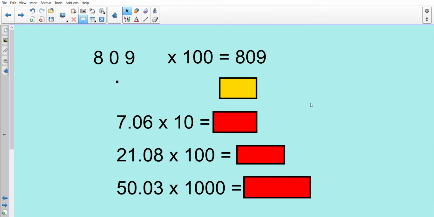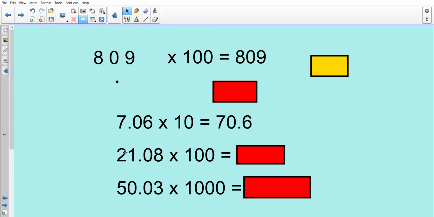Have a go at these 3 here. Pause the video and unpause it when you've finished. Okay, 7.06 times 10. We got, well, let's estimate. 10 times 7 is 70, so it's going to be 70 something. 70.6. Look at those numbers. 706 in a line. 706 still in a line. 21.08 times 100. Well, 100 times 20 is going to be 2,000, so it's going to be 2,000 and something. We get 2,108, and look at those numbers, 2108. They always stay in the same order. The 0 is still between the 1 and the 8, isn't it?